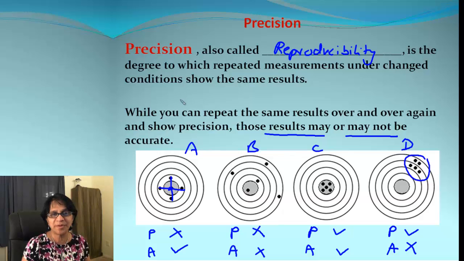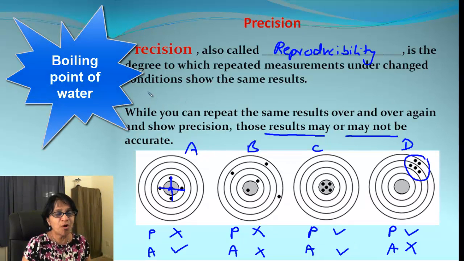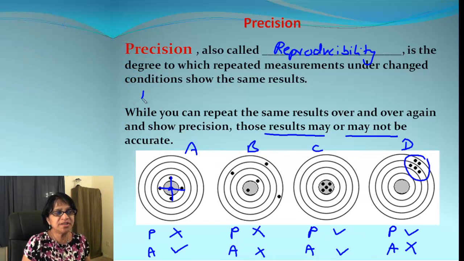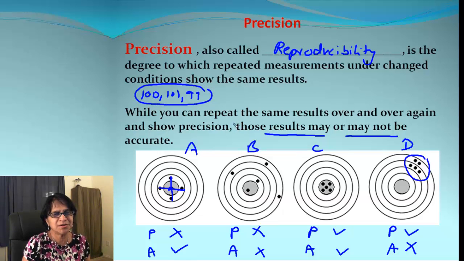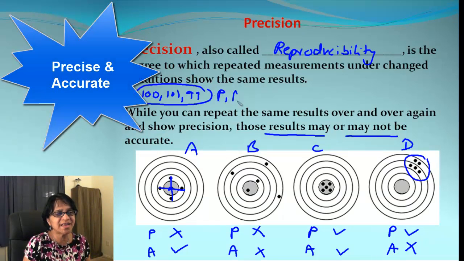Now how do we relate it with something common? Let's take for example the boiling point of water, that's our experiment, and we know it should be 100 degrees. If you keep on getting the values 100, 101, 99, if you take the average of all that, that comes to 100 or close to 100, right? There are also numbers which are close by. So I can say this is precise and also accurate.